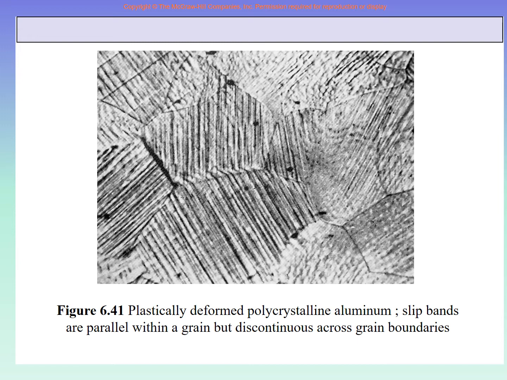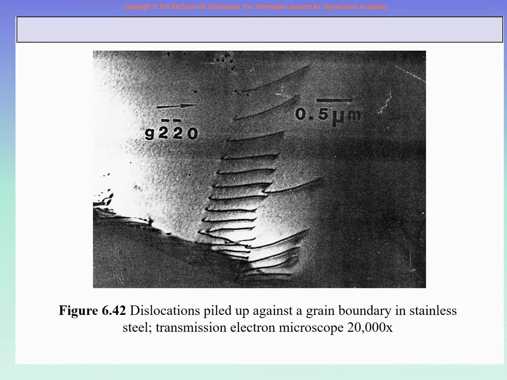So if there is any dislocation somewhere, it can move in this direction until it hits. Once it hits it, it will stop here. Now it will have to change direction along the grain boundary if it has to move, otherwise it will not move. So lots of grain boundaries means lots of strength of the metal.